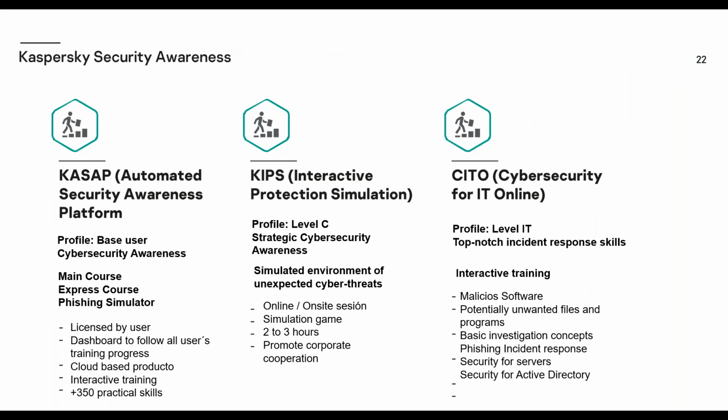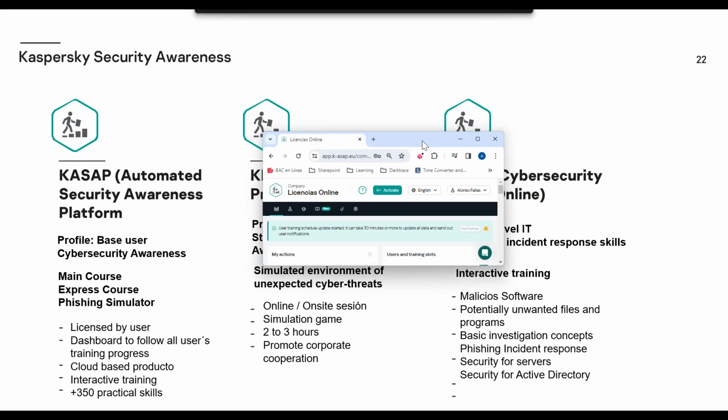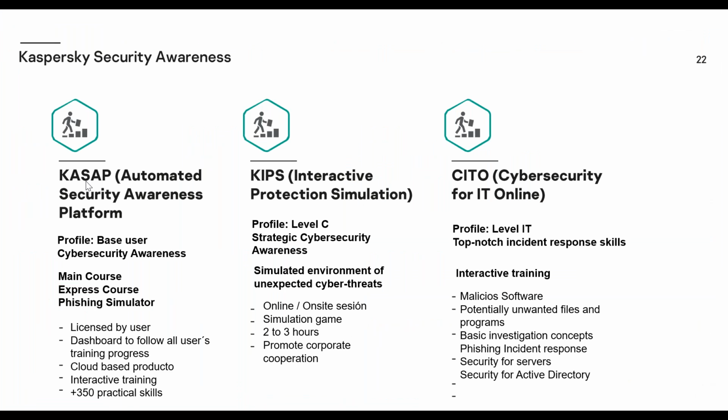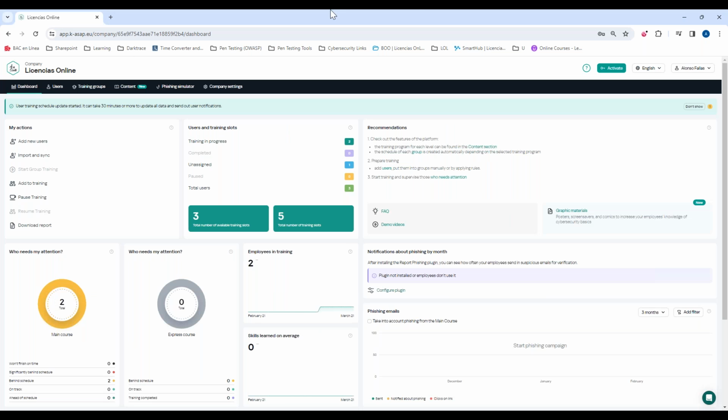And we also have the Kaspersky Automated Security Awareness Platform. This one is very convenient for us to make sure that the organization knows how to protect the data within our organization. Right here, I would like to show you the actual platform. This is the Kaspersky ASAP, or Automated Security Awareness Platform, right?